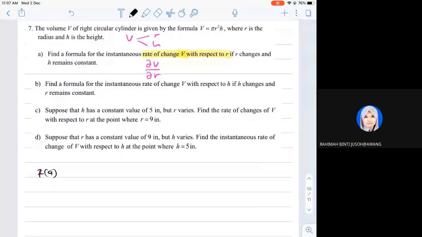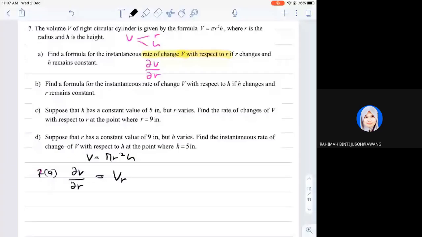Alright, so 7A, we need to find del V over del R. We have V equals pi R squared H. In this case, this is equivalent to VR lah. This is just the same like this, VR. Okay. Guys, paham tak?